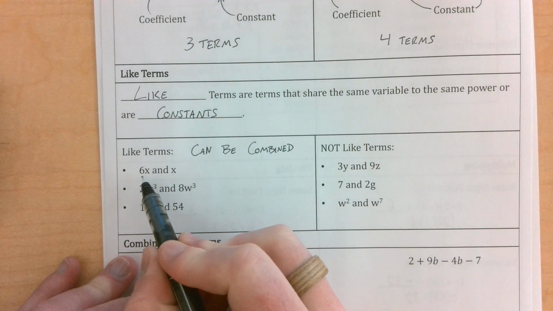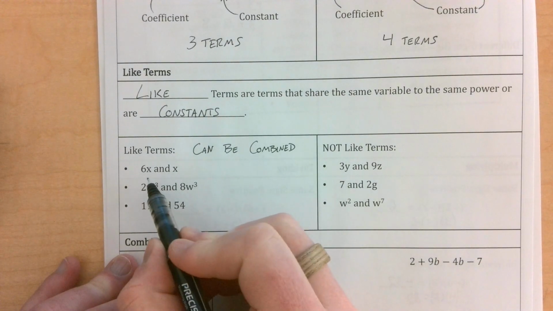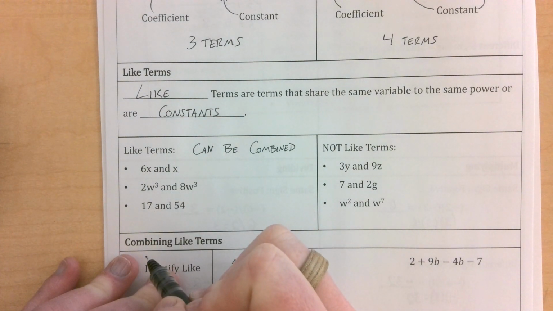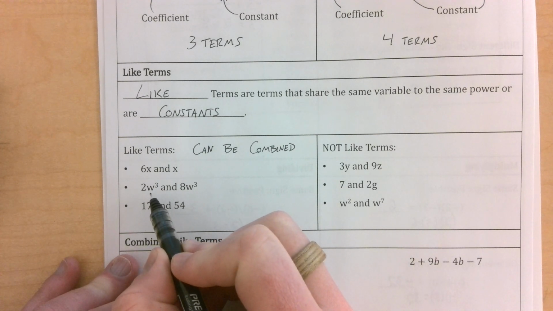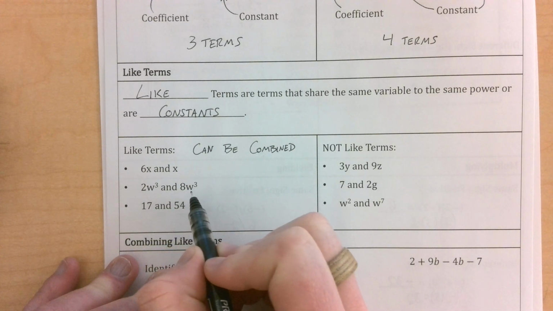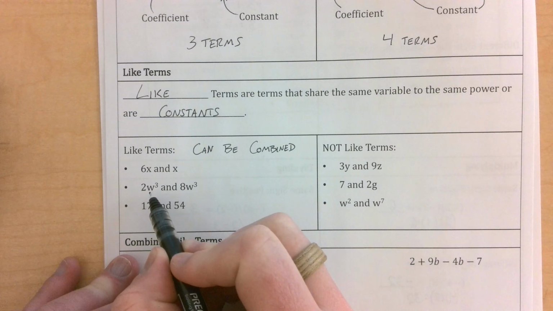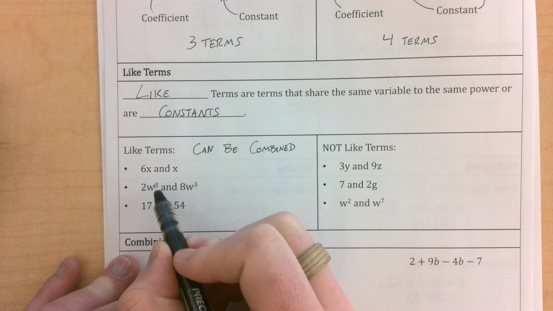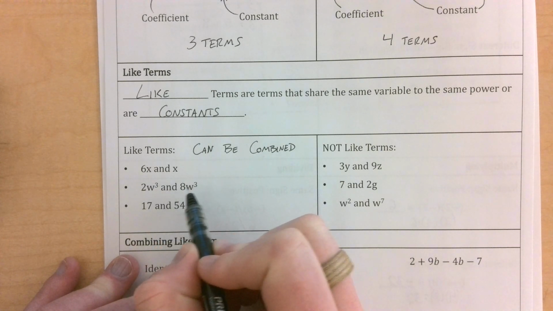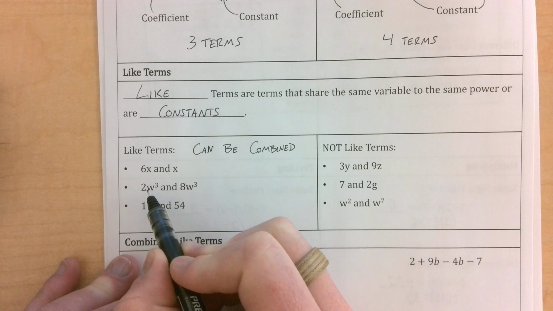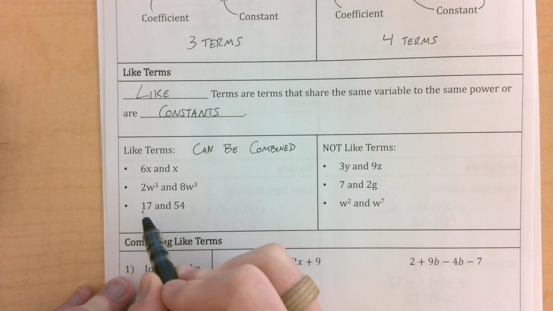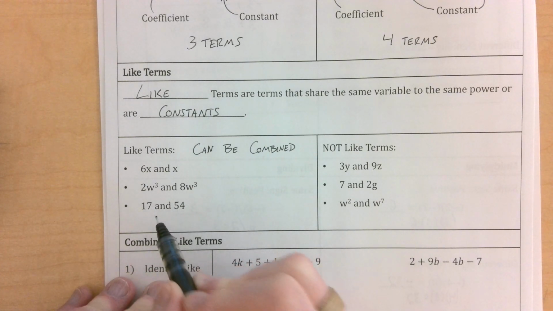For example, 6x and x can be combined because they have the same variable. Here we have 6 x's, here we just have 1 x. Same variable, combinable. Here we have 2w to the 3rd power and 8w to the 3rd power. Not only are they the same variable, they're both w, but they have the same power. The exponent in the corner is 3 and 3. So these can be combined because they have the same variable and exponent. And lastly, we have 2 constants, 17 and 54. They're both just numbers, so we can combine those.